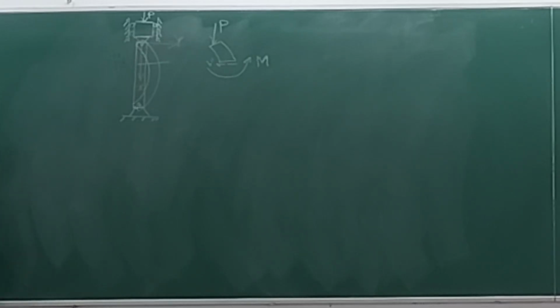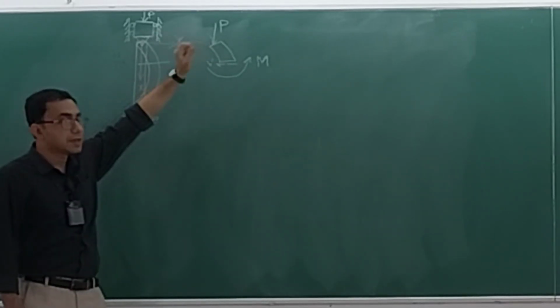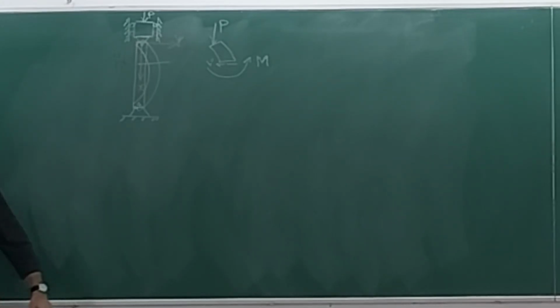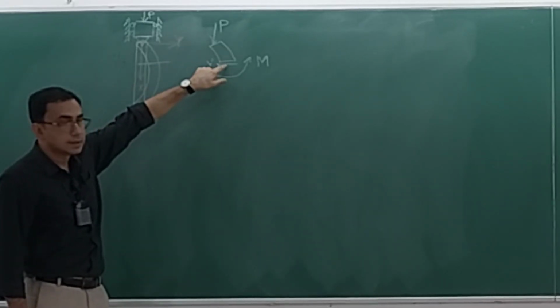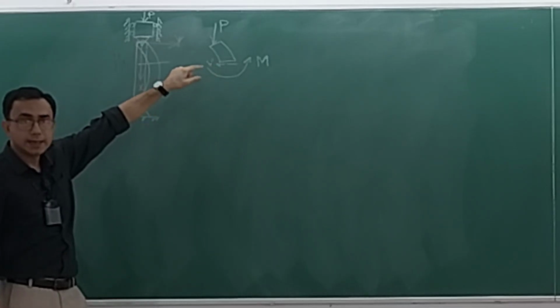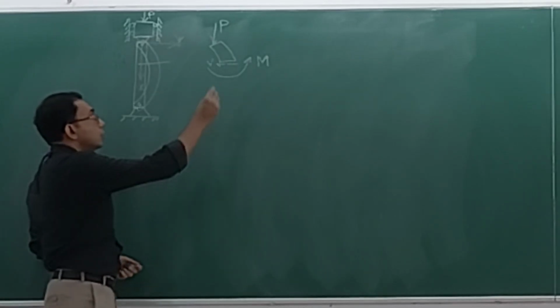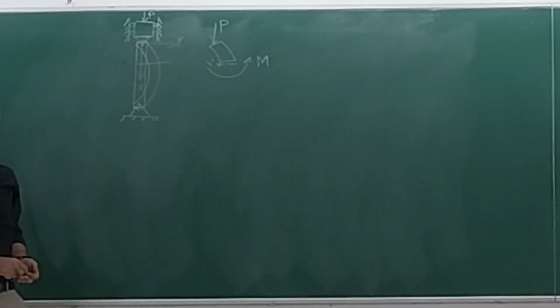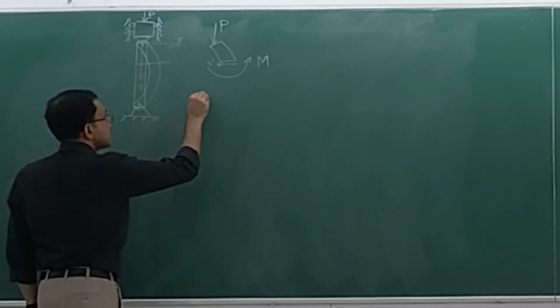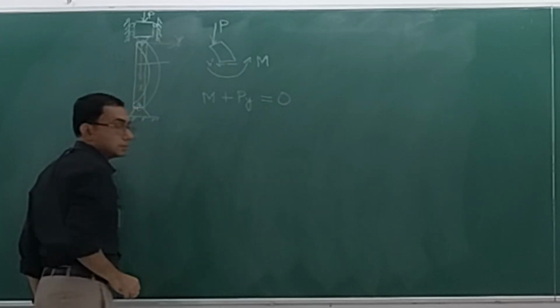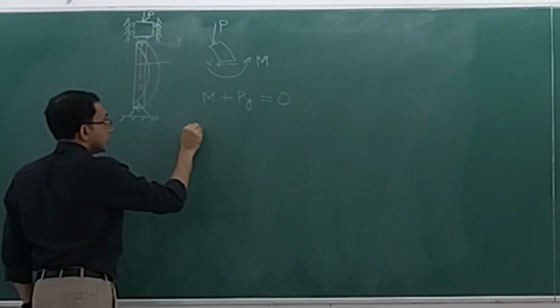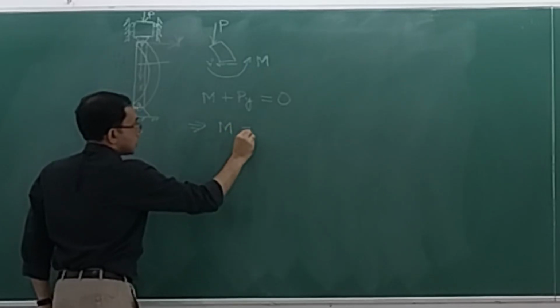Now you tell me, what is the moment contribution due to this P? If I take the moment balance about an axis passing through this cut end, then what is the moment contribution due to P? Py. So if I write the entire moment balance, it will look like this: M plus Py is equal to 0, which implies that M is equal to minus Py.